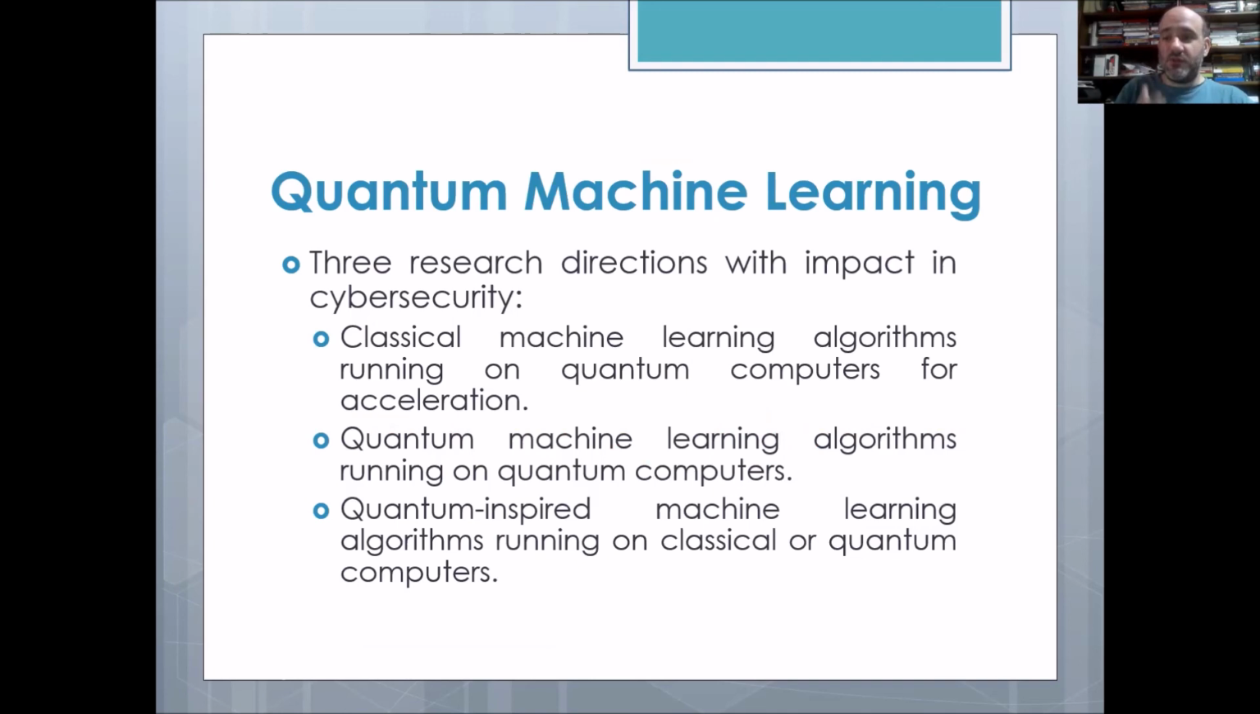So here we have the issue of quantum machine learning impacting all this. And there are three research directions with impact in cybersecurity. Classical machine learning algorithms running on quantum computers for acceleration, quantum machine learning algorithms running on quantum computers, and quantum-inspired machine learning algorithms running on classical or quantum computers. These are three areas of research into quantum machine learning that are currently developed in most different applications, and that will see a rise in the future with the quantum machine learning revolution. And anyone who researches into this area with good results will most certainly have an impact in terms of technologies, business, and so on. This is the quantum machine learning revolution.